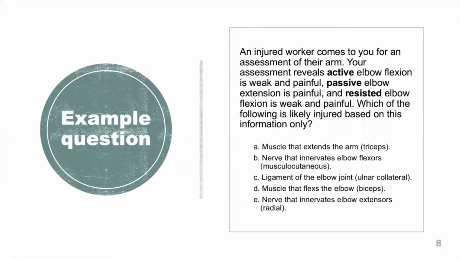Here's another example question we have. An injured worker comes to you for an assessment of their arm. Your assessment reveals active elbow flexion is weak and painful. Passive elbow extension is painful, and resisted elbow flexion is weak and painful. So, which of the following is likely injured based on this information only? And then it would give the different types of muscles or nerves or ligaments for us to determine which it is. But this is just showing you a little sample of what we're going to get into.